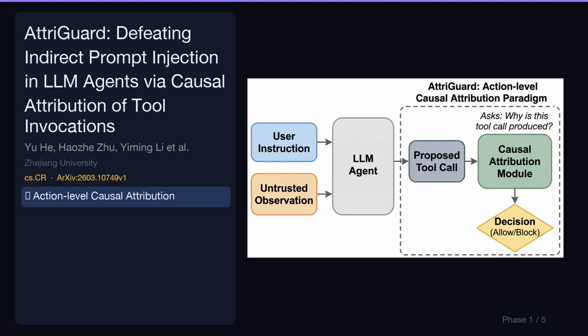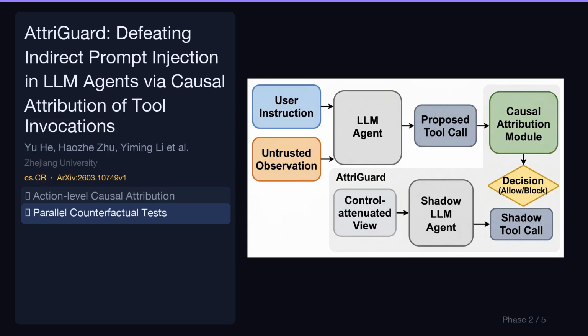This new paradigm secures LLM agents by asking why a tool call is produced, distinguishing user-intended calls from those driven by untrusted observations. It shifts defense from input semantics to action causality. TreeGuard implements causal attribution using runtime parallel counterfactual tests. For each proposed tool call, it re-executes the agent under a control-attenuated view to verify its necessity.